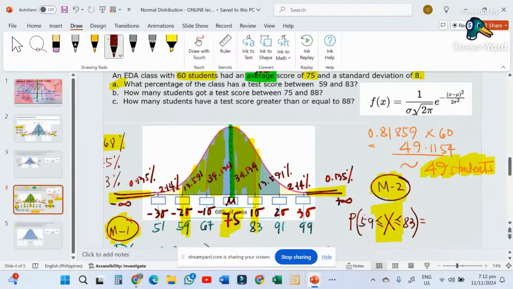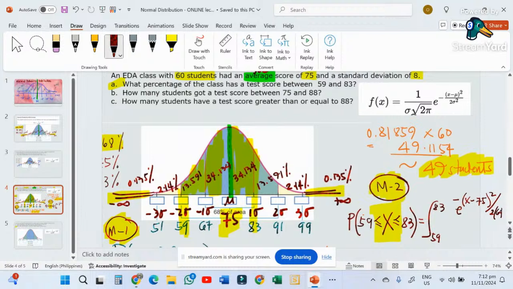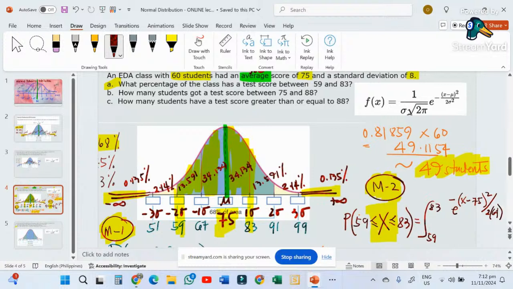So this will be equal to, you have to put an integral sign here, from 59 to 83. And that will be e to the negative (x minus mu, that is 75) squared over 2 times 64, because 8 squared is 64, isn't it? And then you have to divide everything by sigma. Sigma is 8, square root of 2 pi.